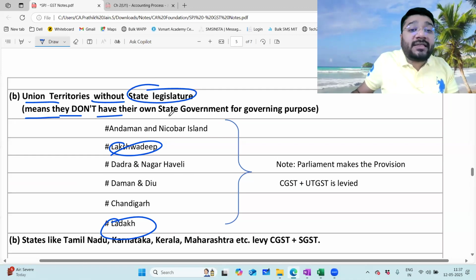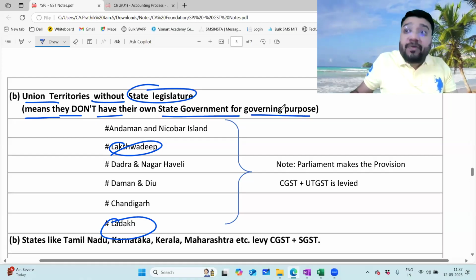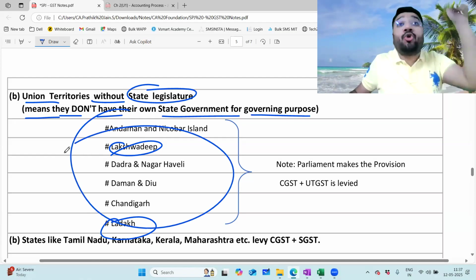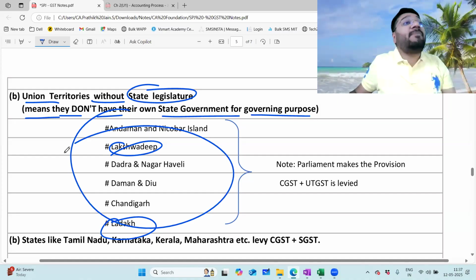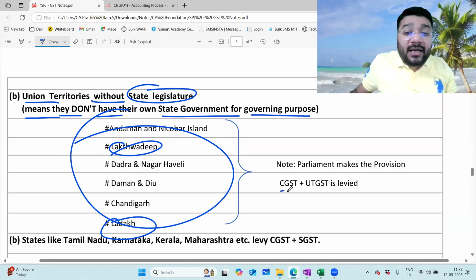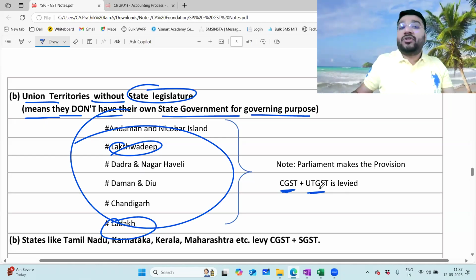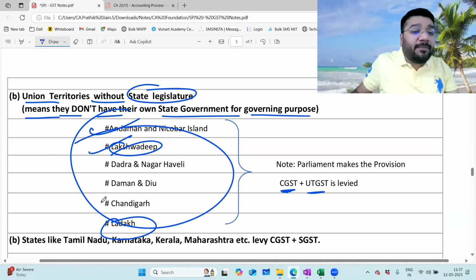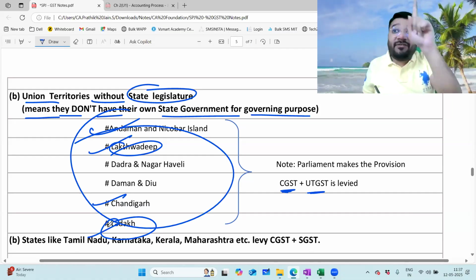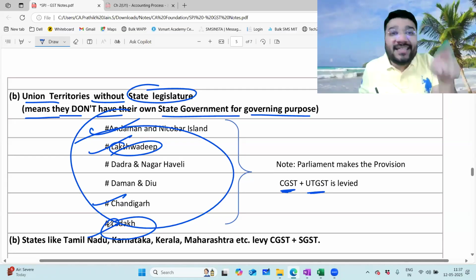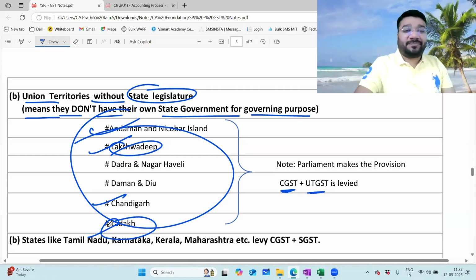That means they don't have their own state government for governing purposes. So for governing purposes, these people are dependent on whom? Central government. So any amount paid to the central government here is called CGST and UTGST. So if you go to Andaman and Nicobar, Lakshadweep, Chandigarh, Ladakh, and buy in a local shop, in the bill you will never find SGST. What will you find? CGST and UTGST.